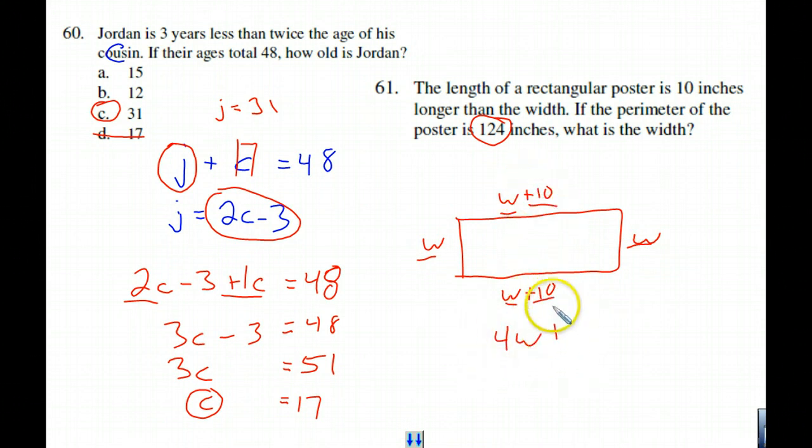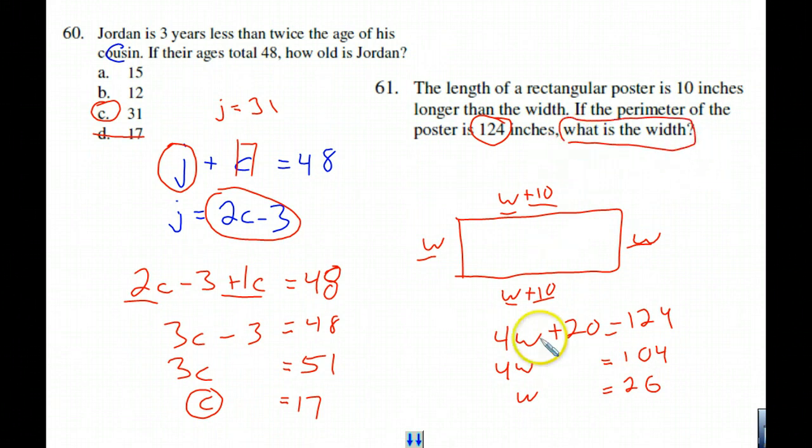plus 10, 20 equals 124, which means 4 times the width will equal 104. Divide both sides by 4, we'll get 26. And that is what they asked. They asked what is the width. We know the width is 26. If they asked for the length, we'd say it's 36 because it was 10 more than the width.